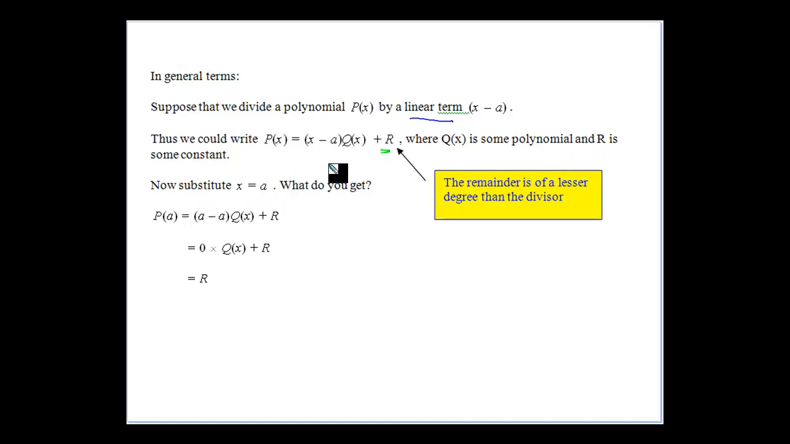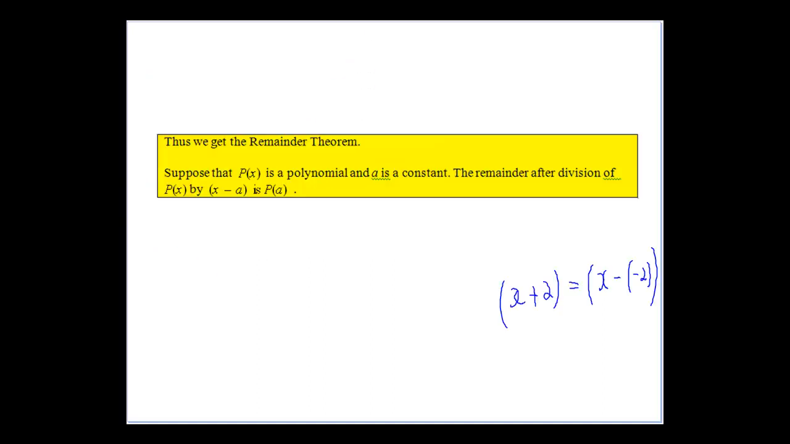So if we substitute x equal to a, then a minus a equals 0 times Q(x), which means P(a) equals the remainder. That's the proof of the theorem: why, when we divide by x minus a and substitute a in there, we get the remainder. So that's how the remainder theorem works. When you divide by x minus a, we're substituting P(a).